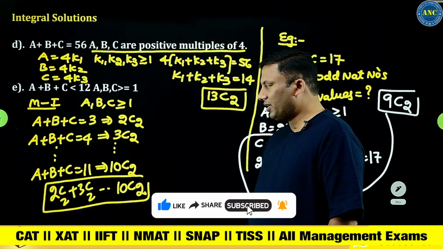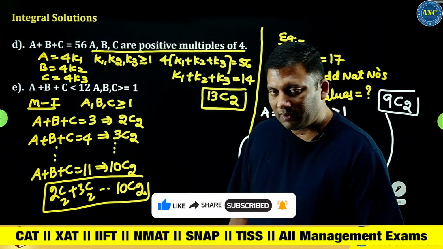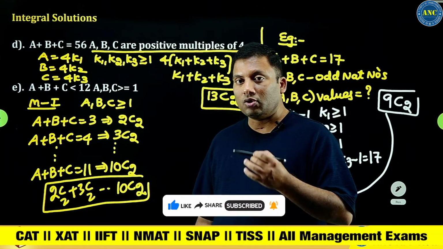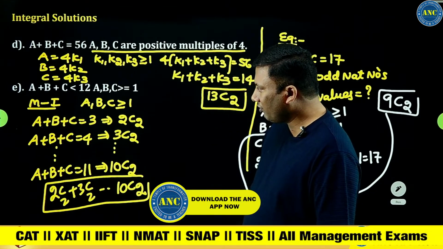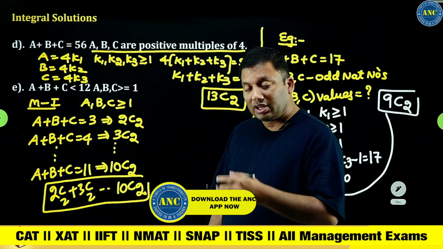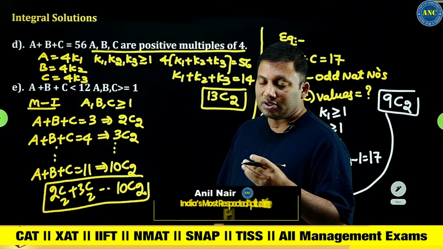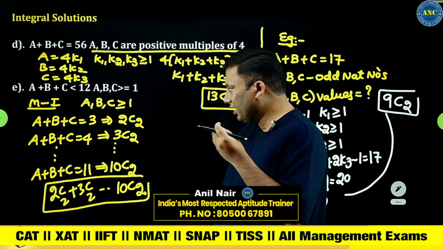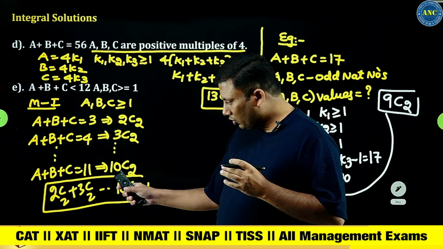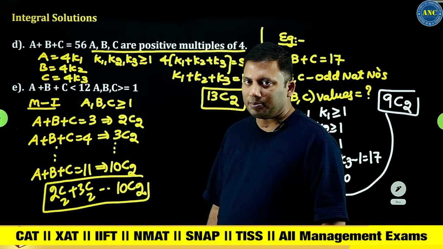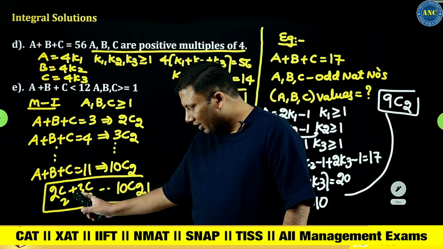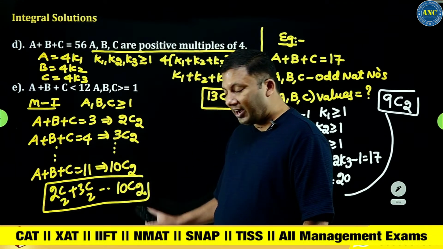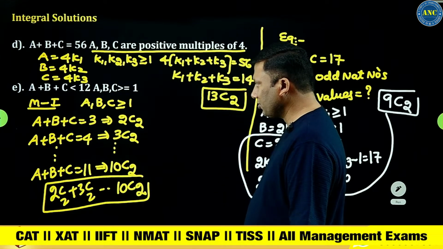A plus B plus C less than 12. The minimum value will be 3 and it goes on up to 11. 3 balls, 2 gaps; 3 variables, 2 cuts. So 2C2 plus 3C2 and so on up to 10C2. Finding out every value and adding is a time consuming process.